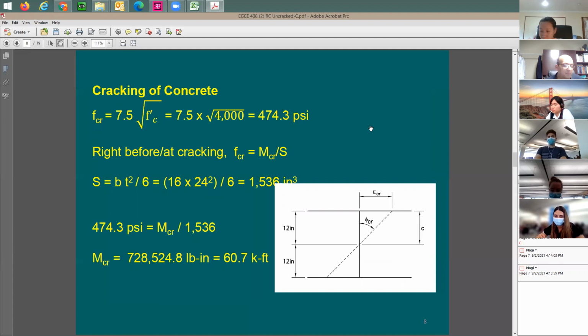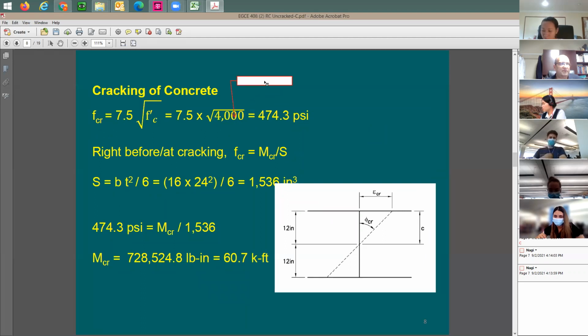By definition, cracking moment is going to be that moment at which the concrete is going to start to crack. And once the concrete is going to crack, if there's no reinforcing, you cannot really stop it. The beam is going to be failing. Concrete is going to crack at a stress of 7.5 square root of f'c. And this number here has to be in PSI.